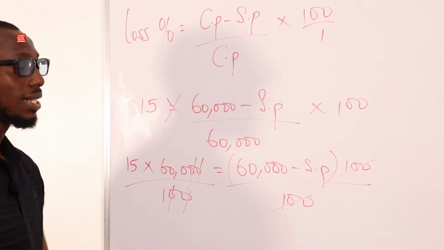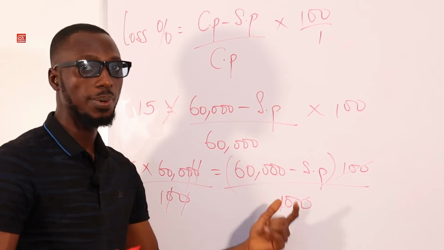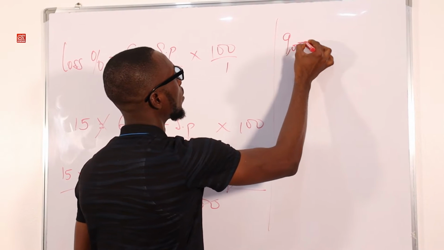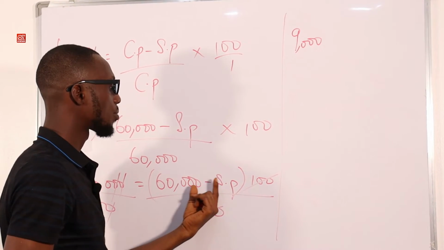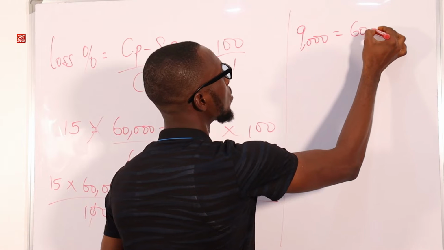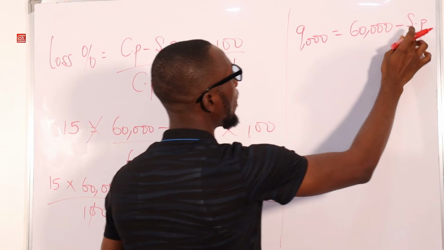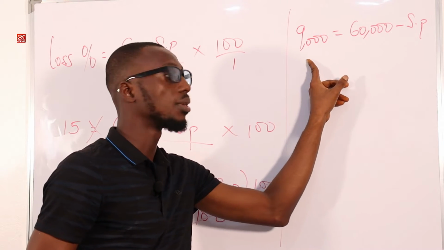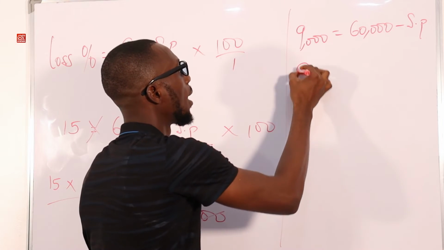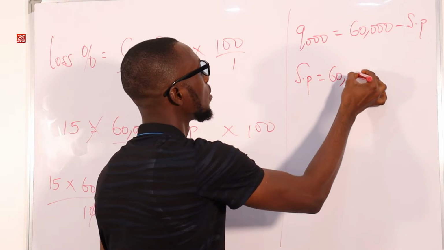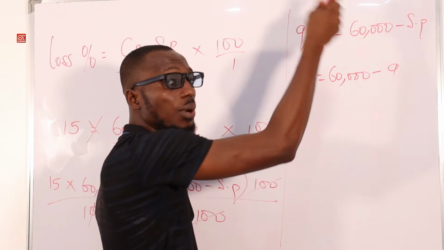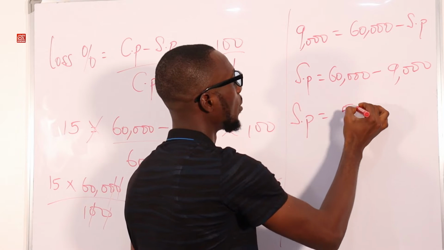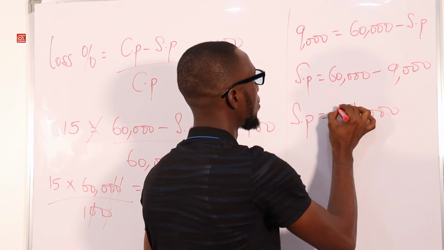We are moving to the right hand side of the board so that we can have a bigger space to express our solution. So we have 9,000 equals 60,000 minus SP. If we are making SP the subject of the formula, if we move it there, it becomes positive. If we send 9,000 out, it becomes negative. So SP equals 60,000 minus 9,000. So the selling price should be 51,000 naira.